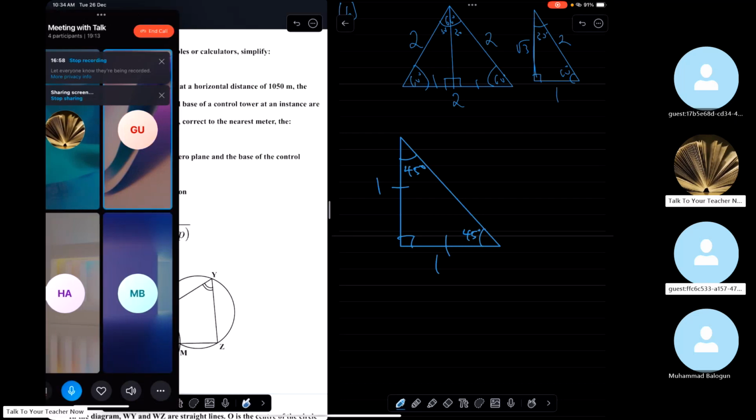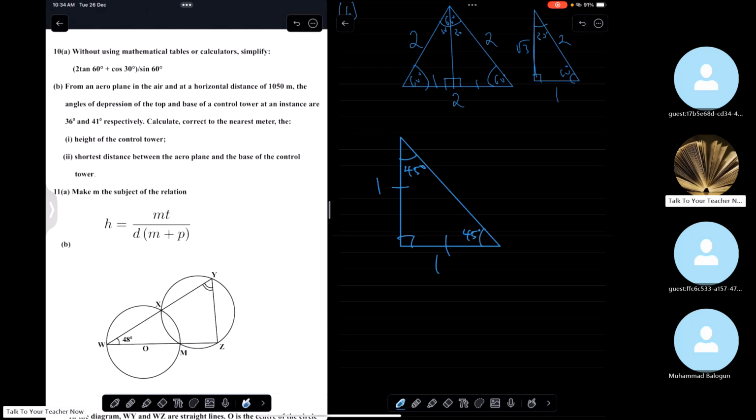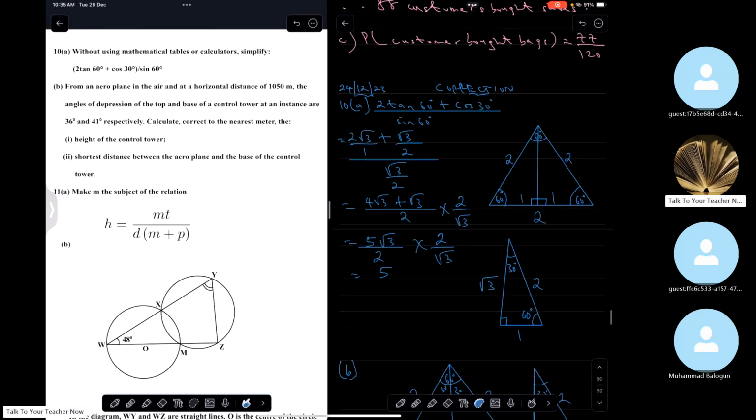Now, for the 45 degrees, this is the triangle you should always remember. It's a right angle isosceles triangle. The equal lengths are each one unit. So you can find sine, cosine, and tangent of 45 degrees. So to that question, what does the question say? It says 2 times sin 60 plus cos 30 all over sine 60, and that's it. When you work it out, that's what you're going to get.